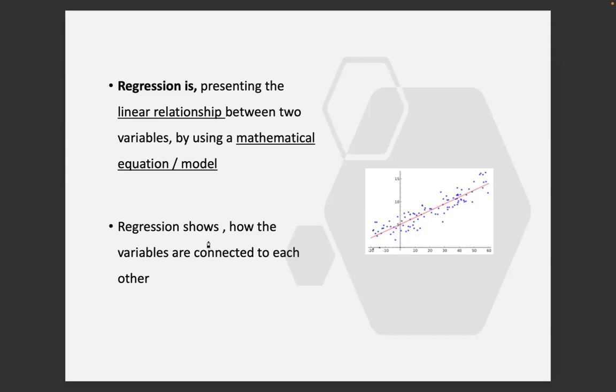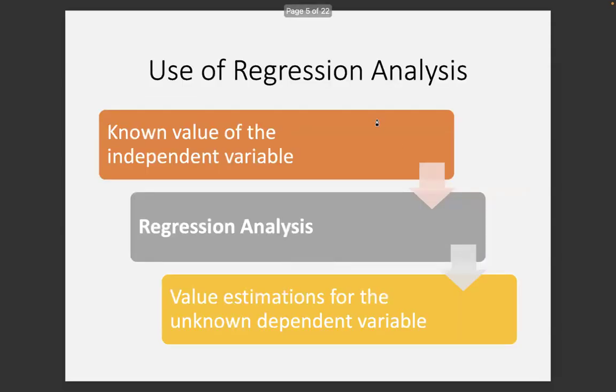Regression shows how the variables are connected to each other. Is it clear up to this point? Yeah. Now, use of regression analysis. Why do we use this regression analysis? What are the benefits we can have with the regression analysis? First one, known value of the independent variable.